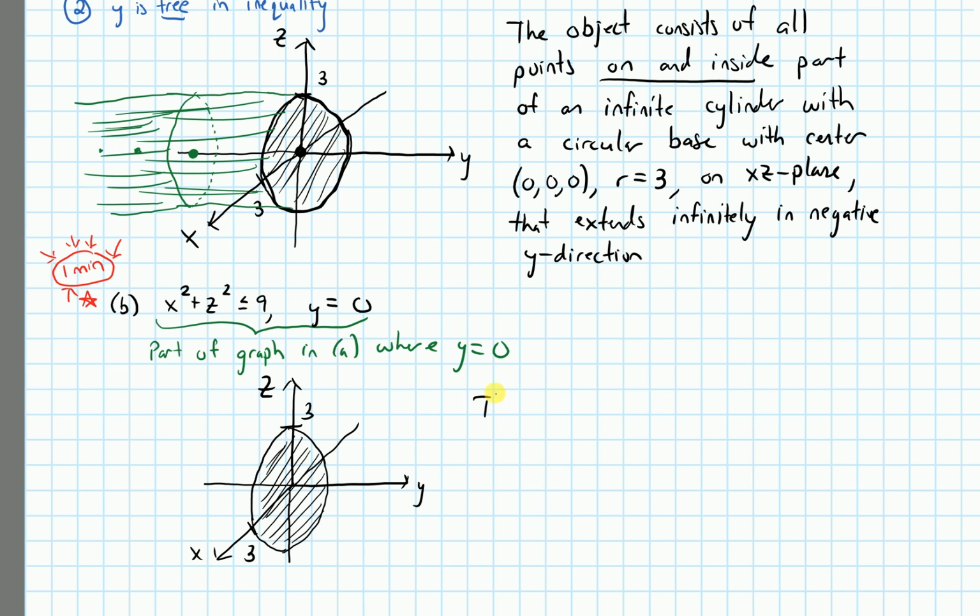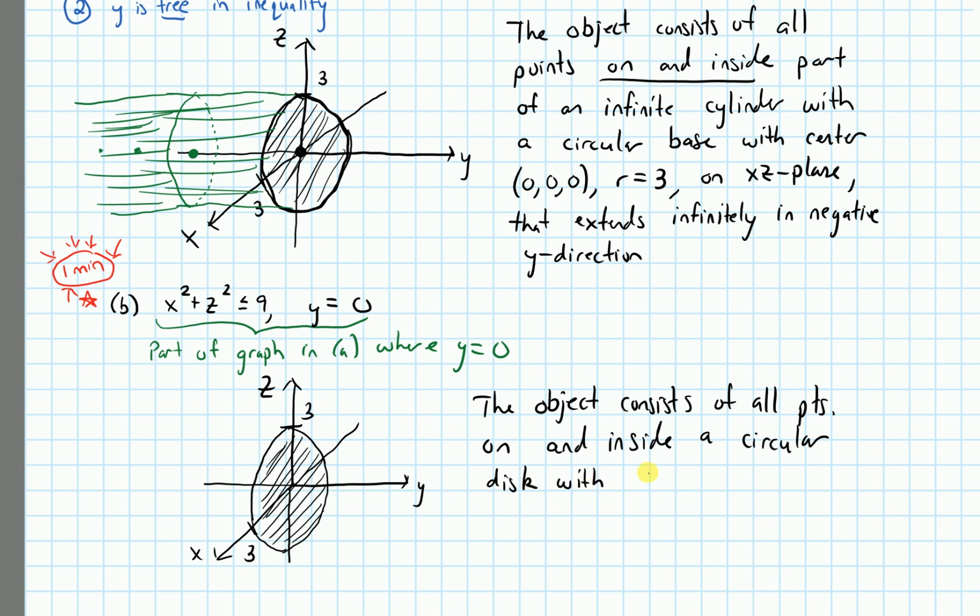So in words, we say the object consists of all points on and inside a circular disk with center. In fact, maybe it's slightly better to say either on or inside. So on or inside, even up here, let's change that to on or inside. Because I could be on the exterior surface of the thing, or I could be inside it. Either one of those is fine.